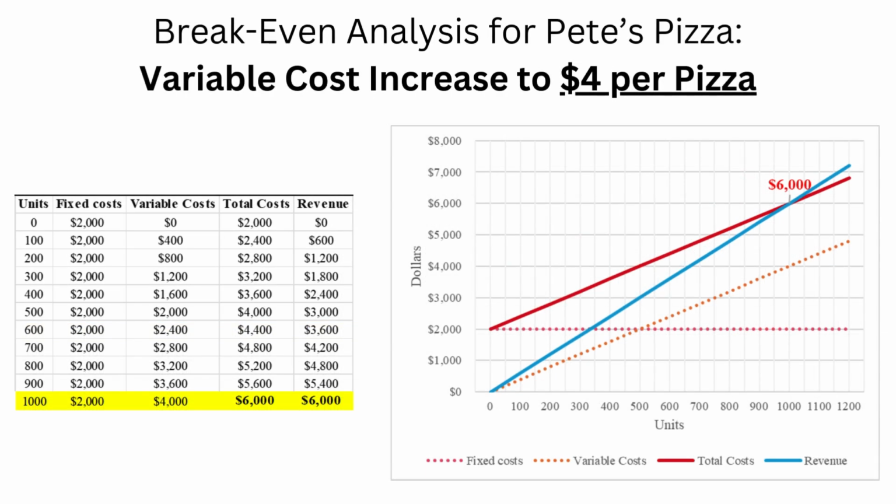So just for one final spin on changing some of the assumptions, my fixed costs, my rent, it's still $2,000, so back to the base case.